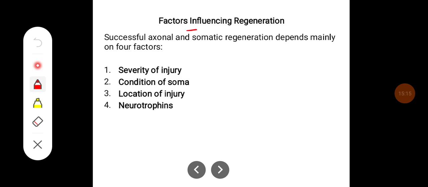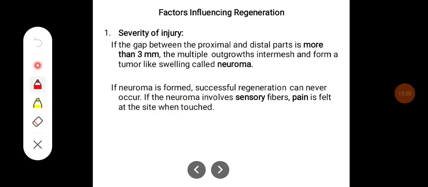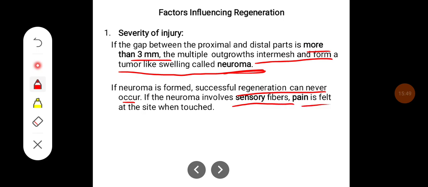The factors which influence regeneration. The successful axonal and somatic regeneration depends mainly on 4 factors: severity of the injury, condition of the soma, location of the injury, and neurotrophins. If the gap between the proximal and distal stump is more than 3 millimeters, the multiple outgrowths intermesh and form a tumor-like swelling which is called neuroma. If neuroma is formed, successful regeneration can never occur. If the neuroma involves the sensory fibers, pain is felt at the site when touched.